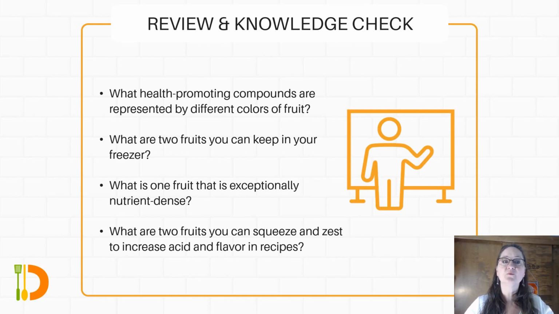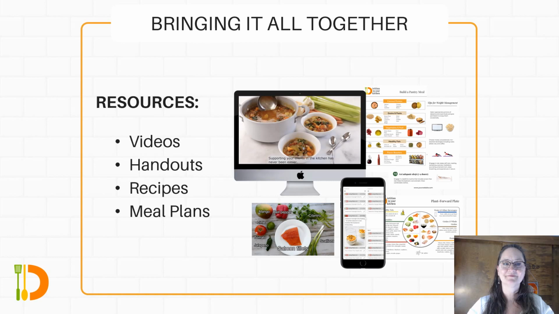What is the one fruit that is an exceptionally nutrient-dense food? What is one of those fruits? Answers here could be the pomegranate, avocados, kiwis, citrus, or berries. And what are two fruits you can squeeze and zest to increase acid and flavor in recipes? Orange and lemons. Awesome.